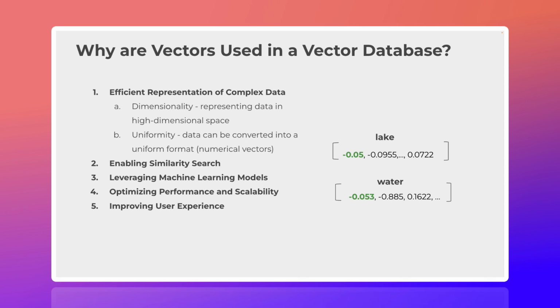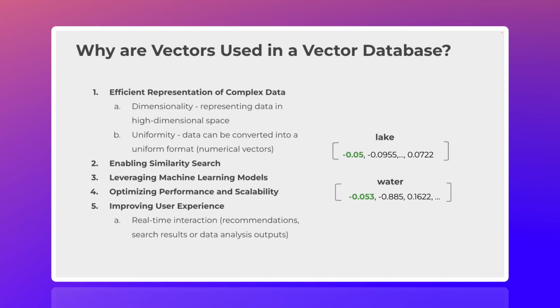Because imagine, for instance, if we have a system that gives users recommendations on the fly, then we of course get even better results because of the efficient querying capabilities that come with vector databases for search results or data analysis outputs. So everything is more efficient and faster because of the nature of vector databases.